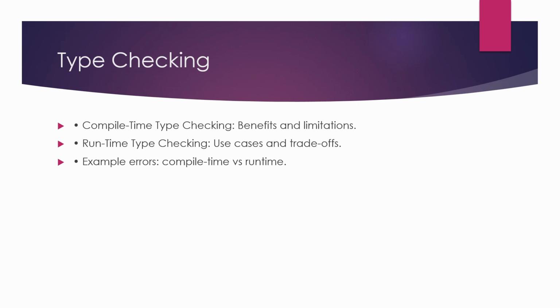Type checking can happen either at compile time or runtime. Compile time checking ensures that type errors are caught early. On the other hand, runtime checking occurs when the program is executing. Both approaches have their pros and cons, depending on the language and use case.